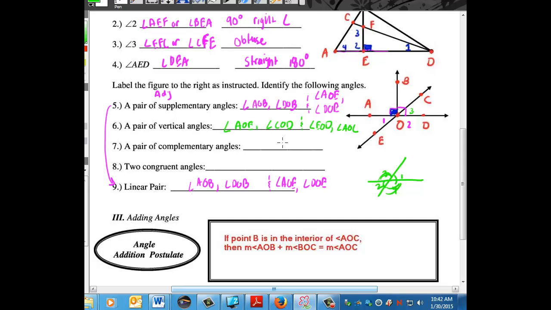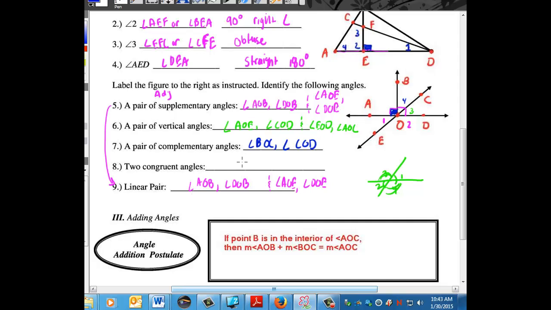Alright, a pair of complementary angles. Two angles that add up to 90 degrees. Let's put angle 4 here. Do you see how angle 3 plus angle 4 is going to equal 90 degrees? So the only two that work would be angle BOC and angle COD.